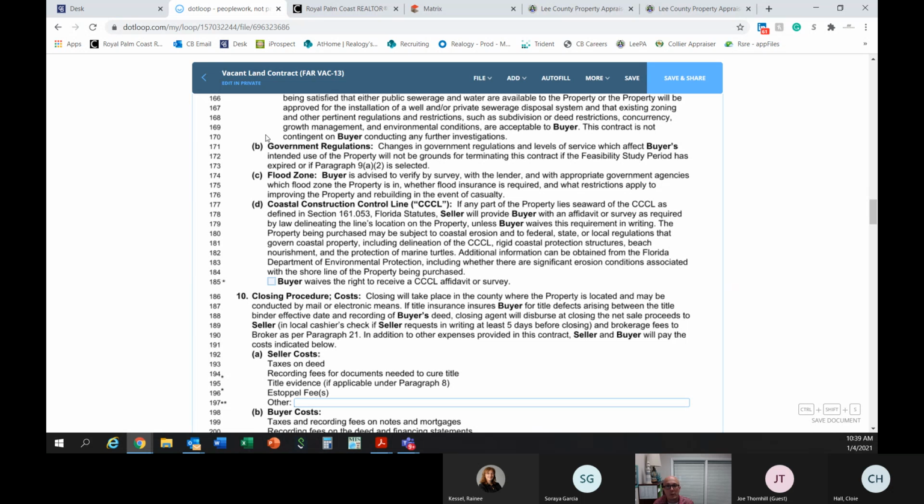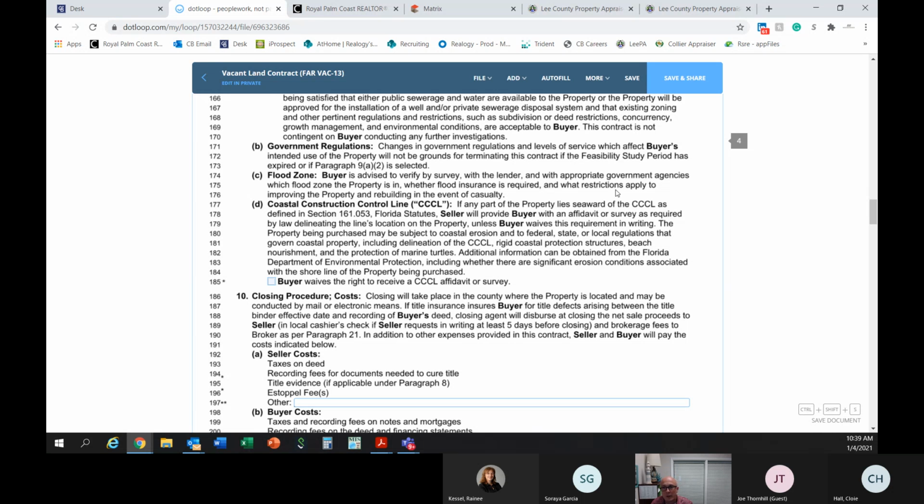Okay, moving right along. Government regulations: changes in government regulations and levels of service which affect buyer's intended use of the property will not be grounds for terminating this contract if the feasibility study period has expired, or if paragraph 9A2 is selected. Okay.